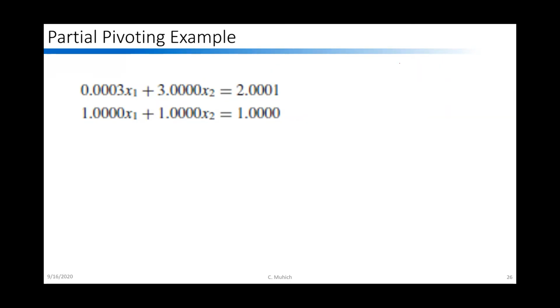Here we once again have two equations with two unknowns. The first equation has this number 0.0003 before x1. It's very close to 0. We're going to see what happens if I don't pivot, and then we'll see how we can fix this when I do.